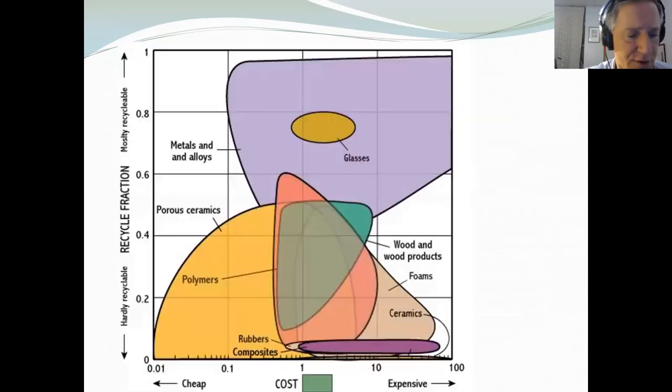Okay, and this is just a graph, and you can see here recycle fraction and cost, but what I'm most interested in is this y-axis, where it's talking about the things that are hardly able to recycle. Ceramics and glasses are a huge category of that, rubbers too, to some degree, but that's a really big category, whereas metals tend to be recycled often.